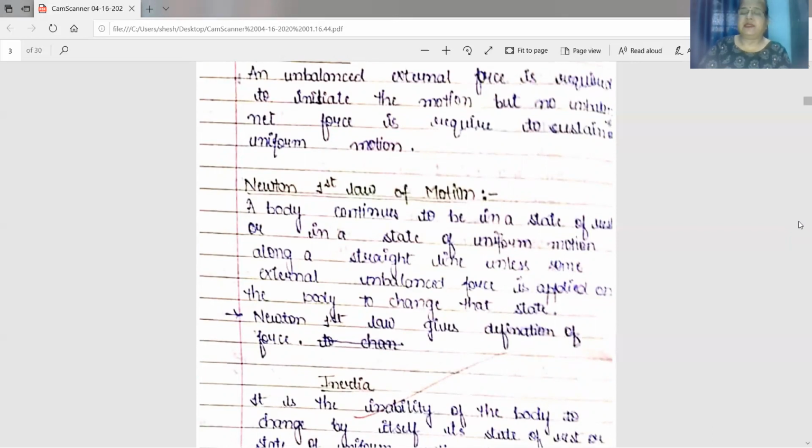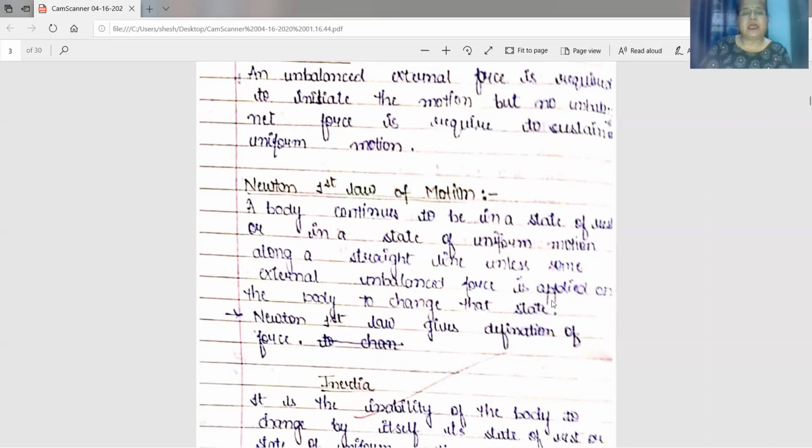Galileo had performed the experiment, but he was not able to explain it. Newton has explained this law very well. According to Newton, a body continues to be in a state of rest or in a state of uniform motion along a straight line unless some external unbalanced force is applied on it to change that state.